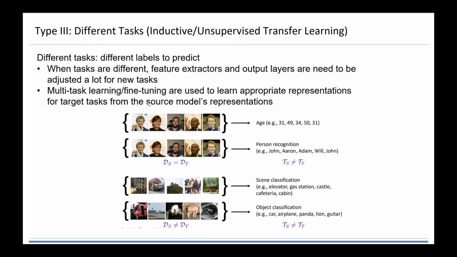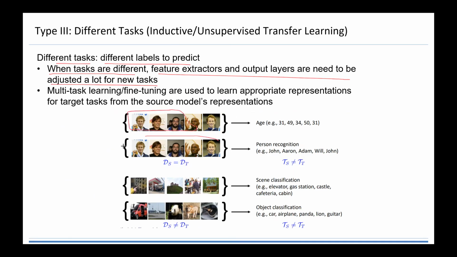Type 3, we have different tasks. And the different tasks can be distinguished into two, whether the domain is different or the domain is the same. So in different tasks, there are different labels to predict. When tasks are different, feature extractors and output layers need to be adjusted a lot for the new task.